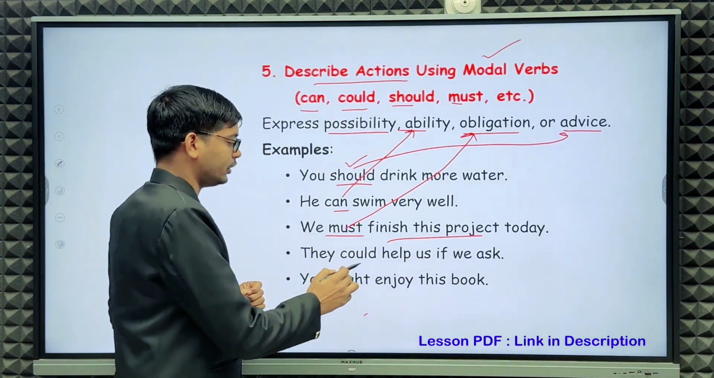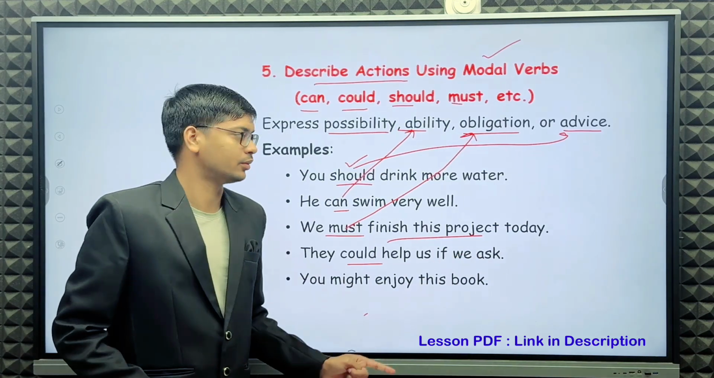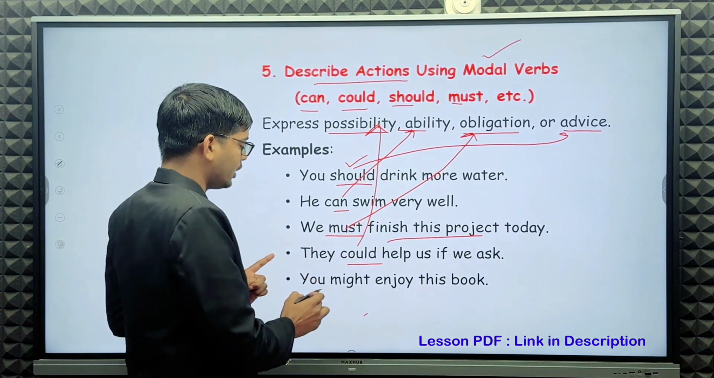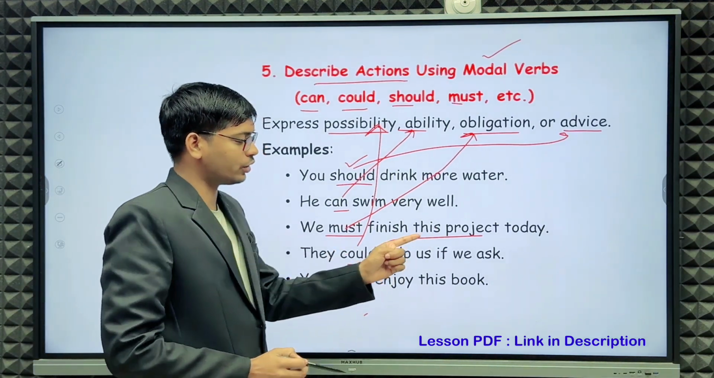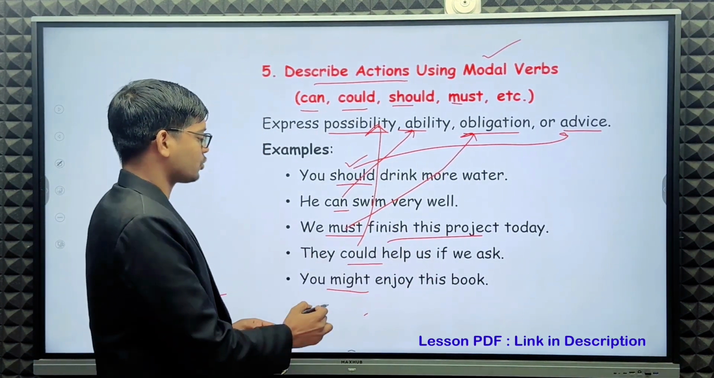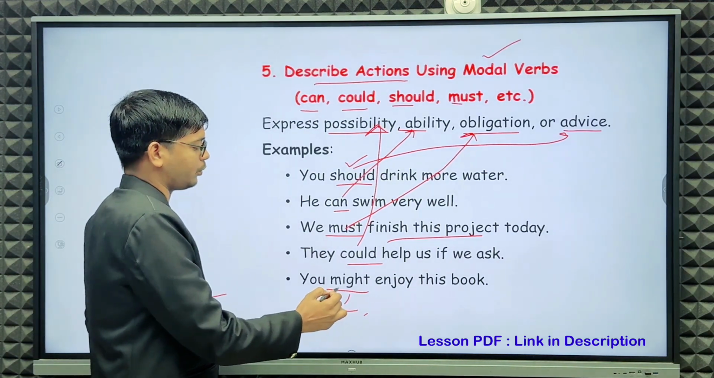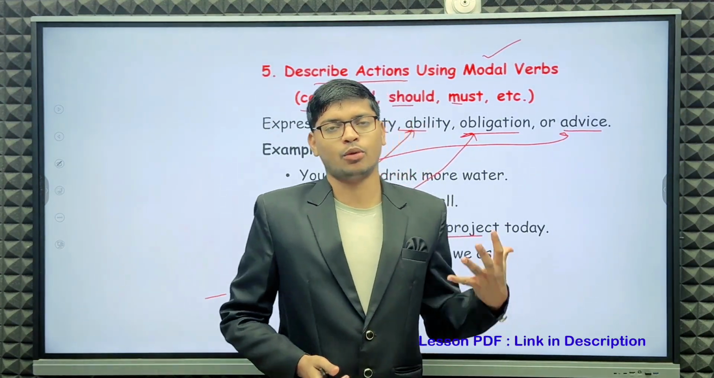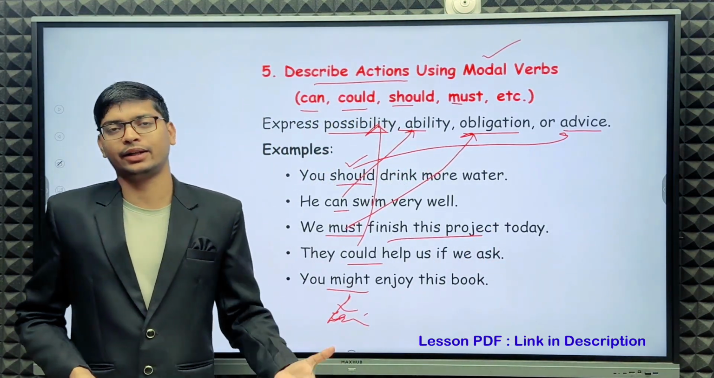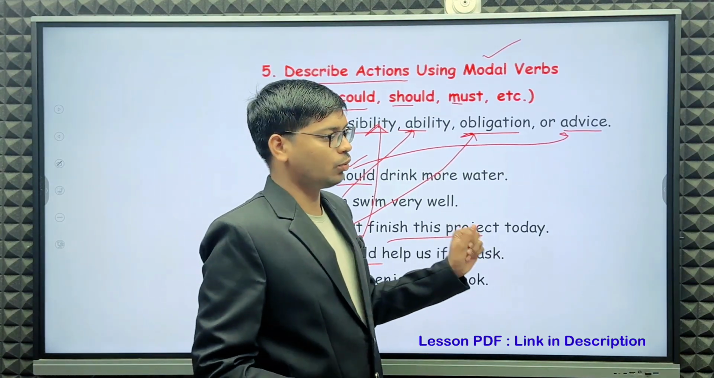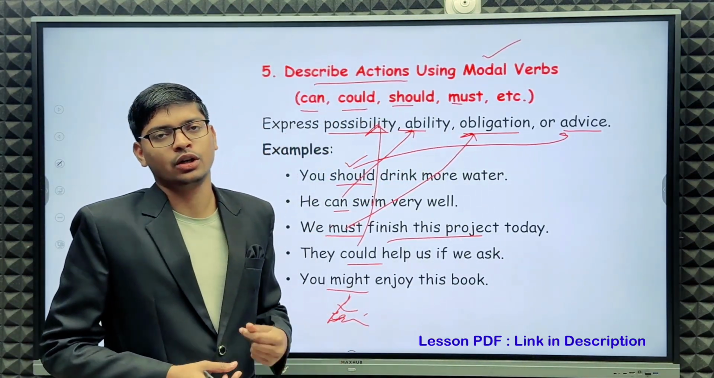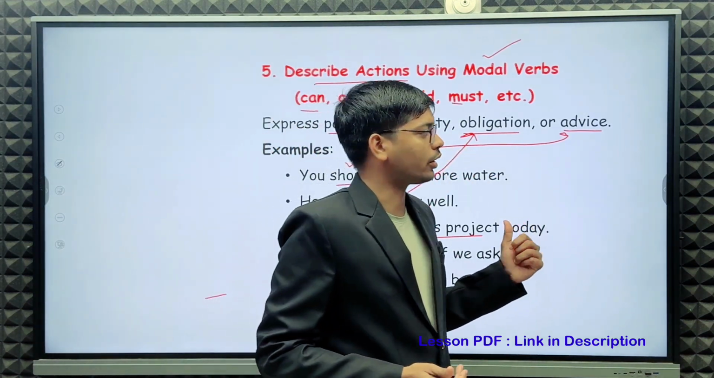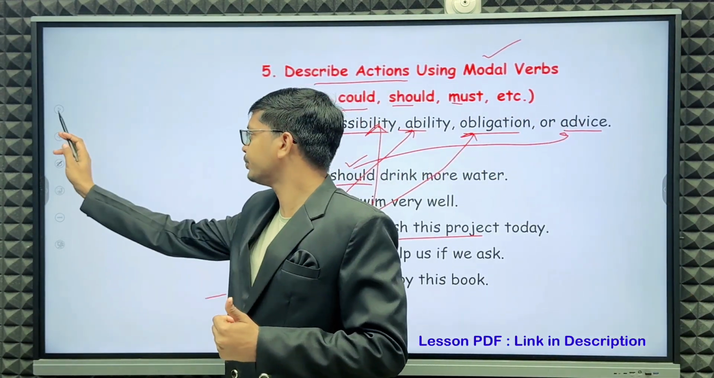Okay, next, they could help us if we ask. Okay, so could shows a possibility here. You might enjoy this book. You might enjoy this book. So here also possibility shows, might shows a possibility. Okay, so guys, you easily understand. You can use modal verbs, or you can create new sentences using modal verbs. Okay, so modal verbs are used for a possibility, ability, obligation, or advice. Okay, so let's learn our next method.